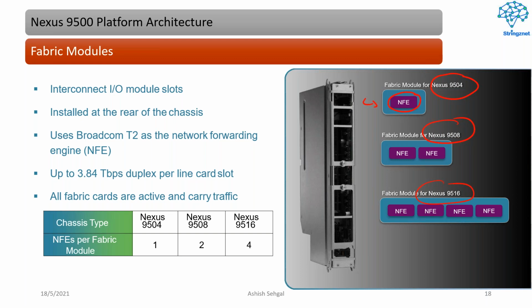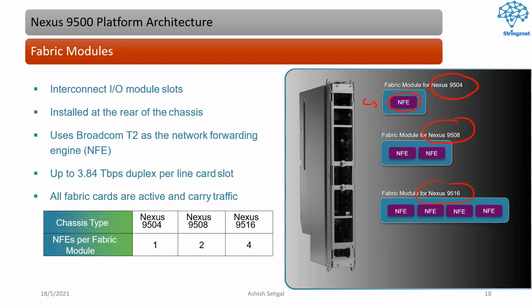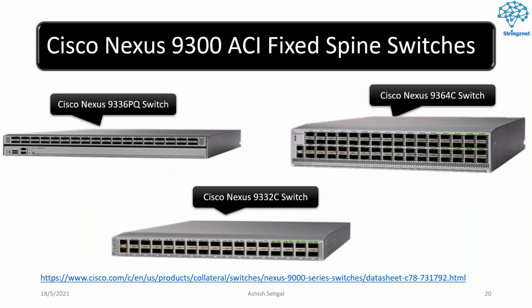Different models of fabric modules are there. Okay. Now then, I will come back to the question, why 100 Gbps of interfaces? But before that, I just wanted to tell you about Nexus 9300. Besides having Nexus 9500 series of switches, Cisco comes up with Nexus 9300, but for the purpose of ACI, the purpose of our ACI architecture.